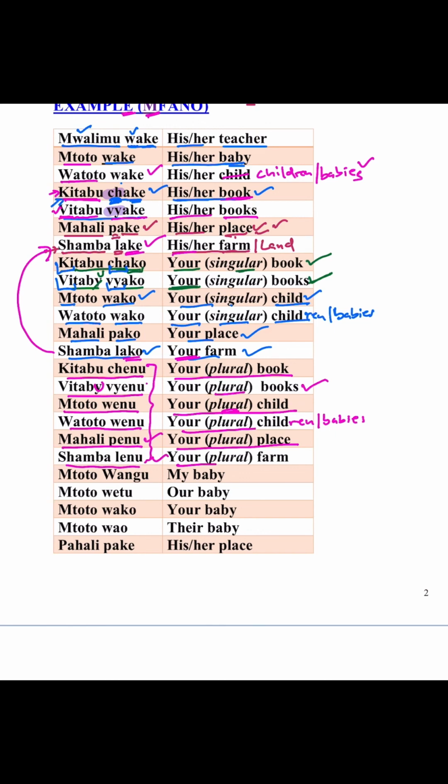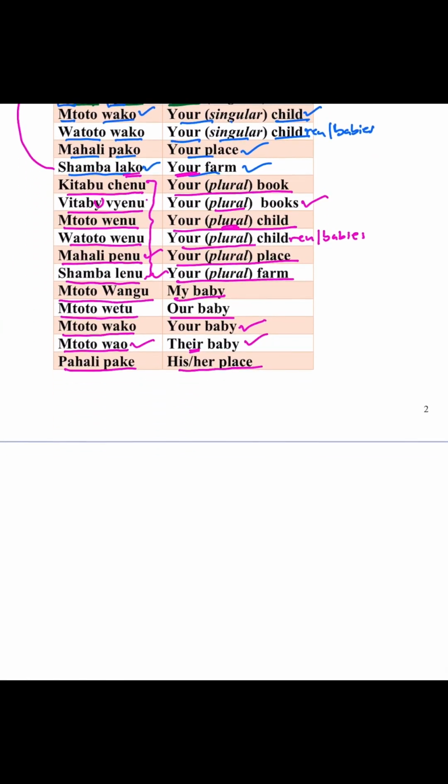Shamba lenu, your farm. Mtoto wangu, my baby. Mtoto wetu, our baby. Mtoto wako, your baby. Mtoto wao, ao means theirs. So mtoto wao is their baby or their child. Mahali pake, that means his or her place. And that's the end. Thank you.